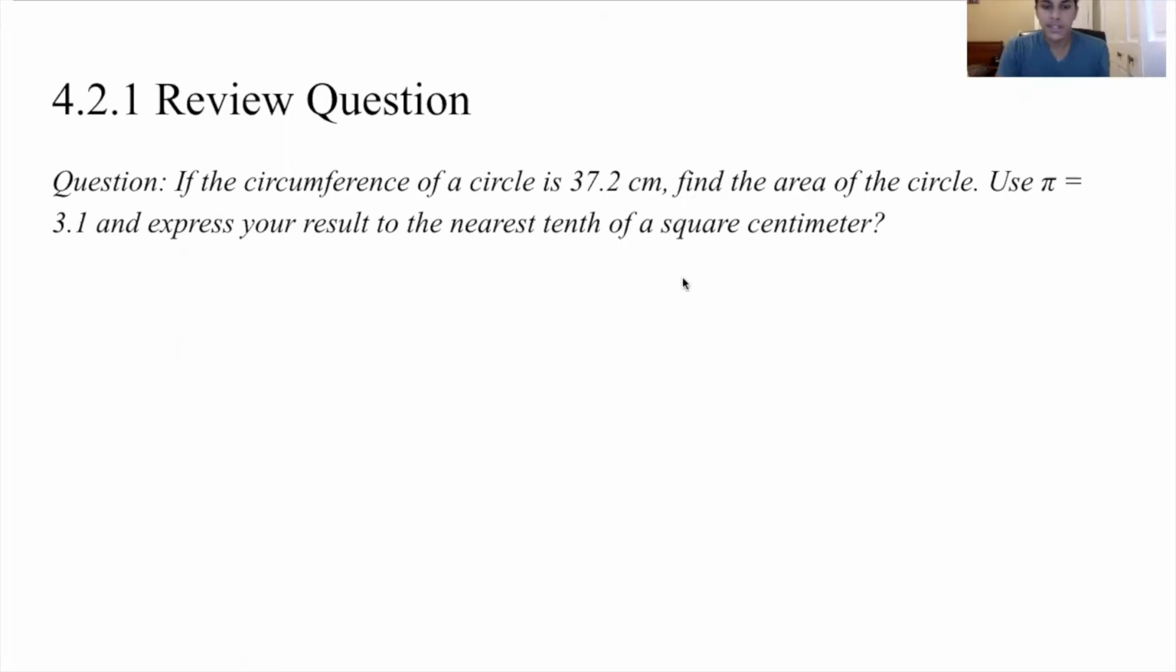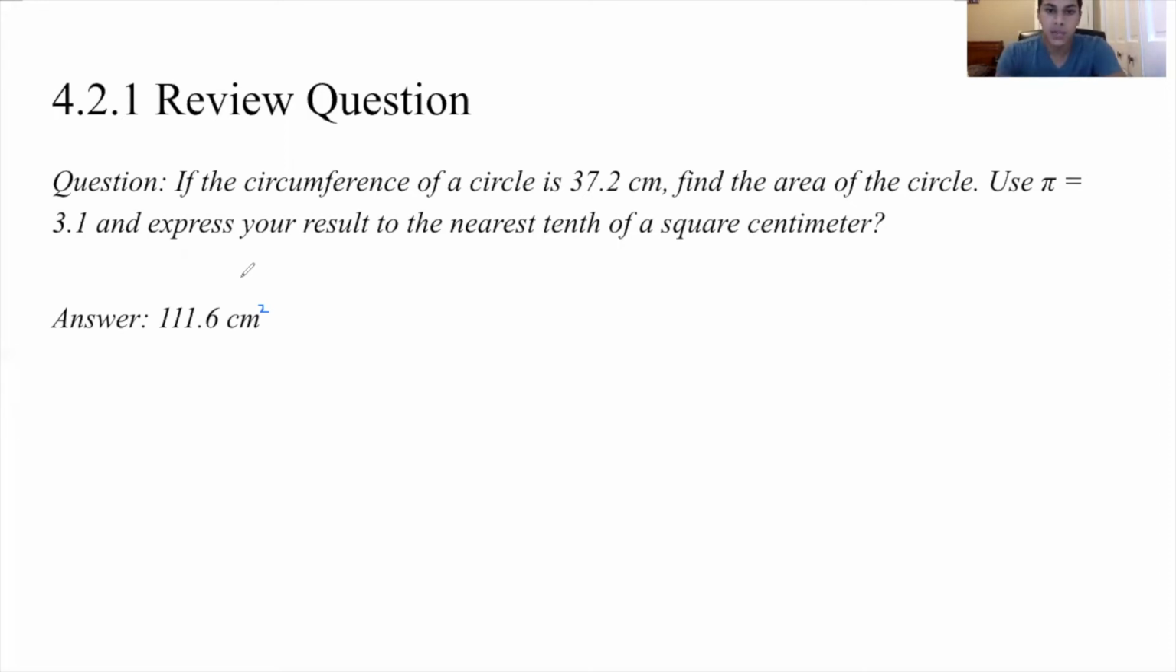So the correct answer to this question was 111.6 centimeters squared. And it says centimeters, but I made a mistake. This should say centimeters squared because we're talking about area. So the question says, if the circumference of a circle is 37.2 centimeters, find the area of the circle. Use pi equals 3.1 and express your result to the nearest tenth of a square centimeter.